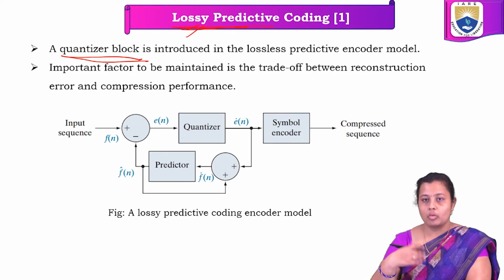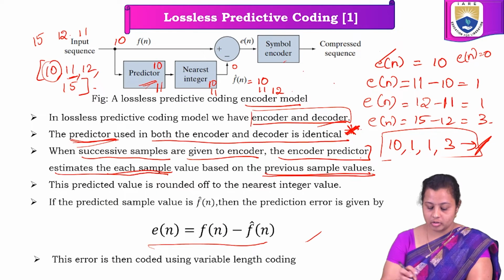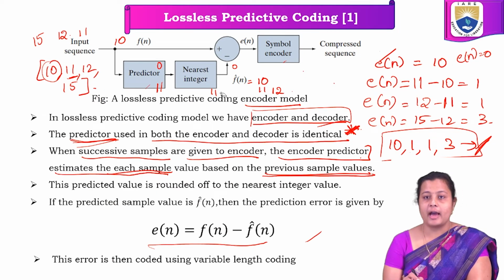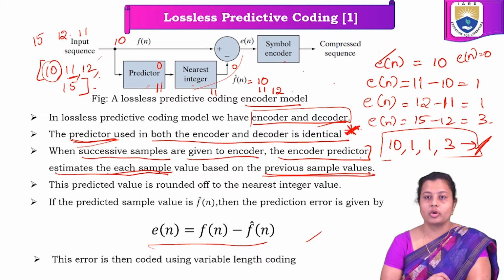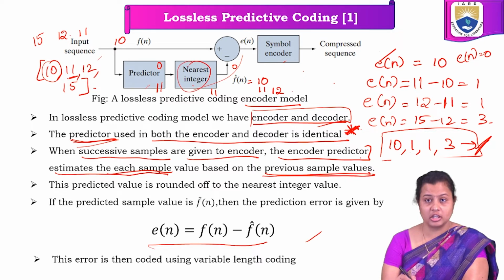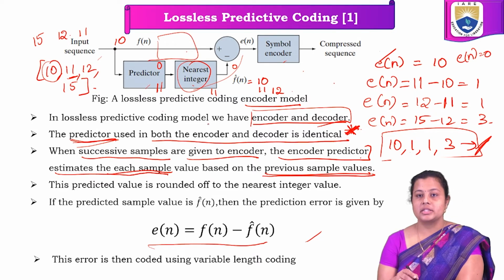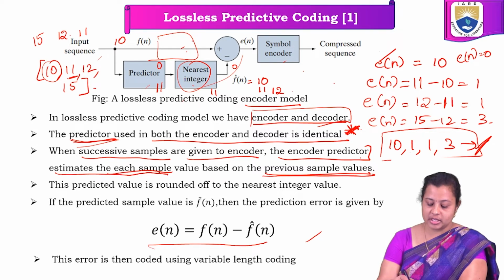Let me go back to my lossy diagram. In my lossy encoder model, I have the predictor and nearest neighbor in a feedback loop. Instead of placing the nearest integer block here, I'm placing the quantizer, and that quantizer, based on my predictor value, is creating an error. So placing this quantizer is creating an error.